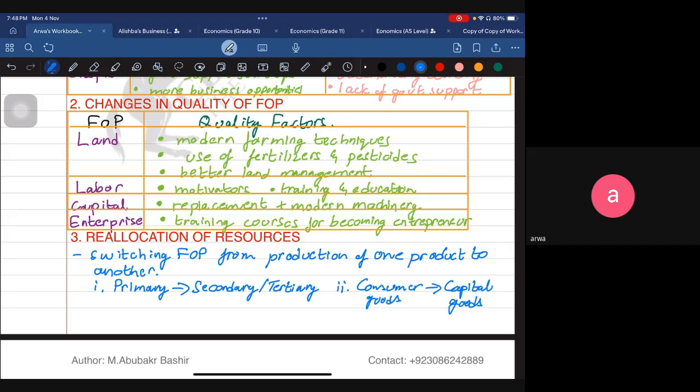Usually in primary, we consider the underdeveloped economies. In secondary, we consider the developing economies. And in the tertiary, we consider the developed economies.